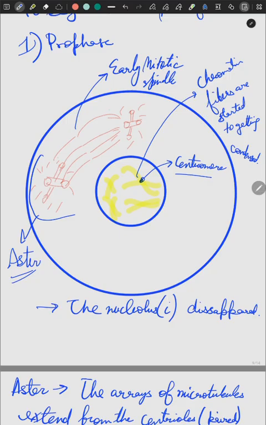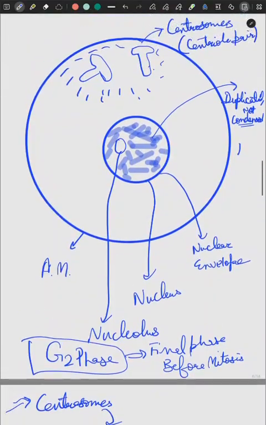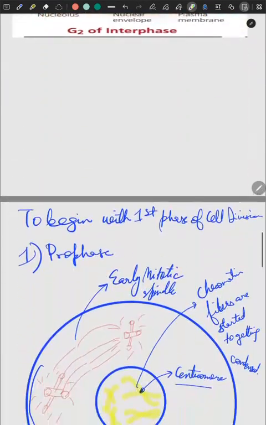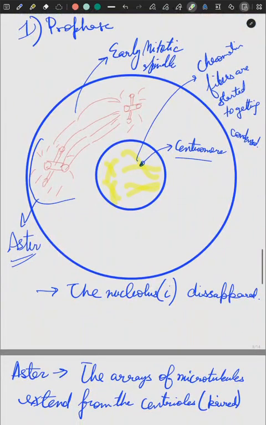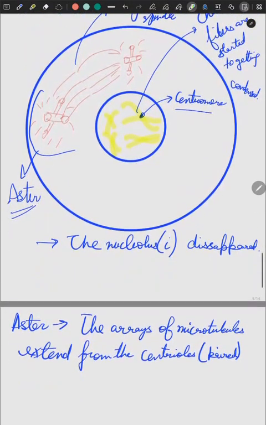For example, this one. In this one, you can see they are closely packed right now. They are side by side, but in this case, they're getting far away from each other. So yeah, we can say formation of the mitotic spindle has begun.